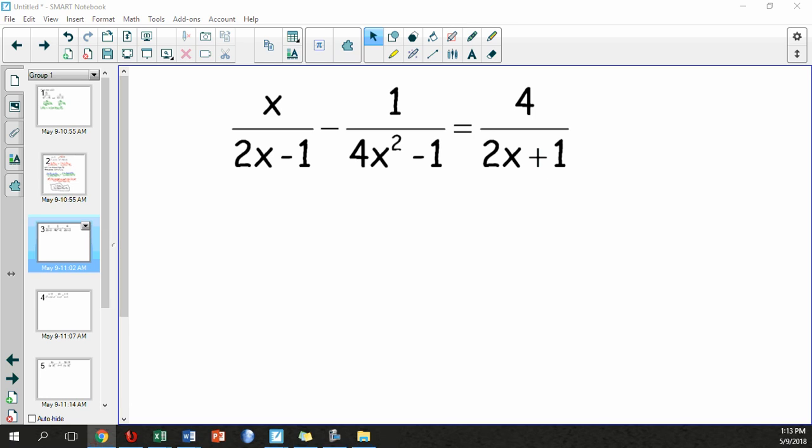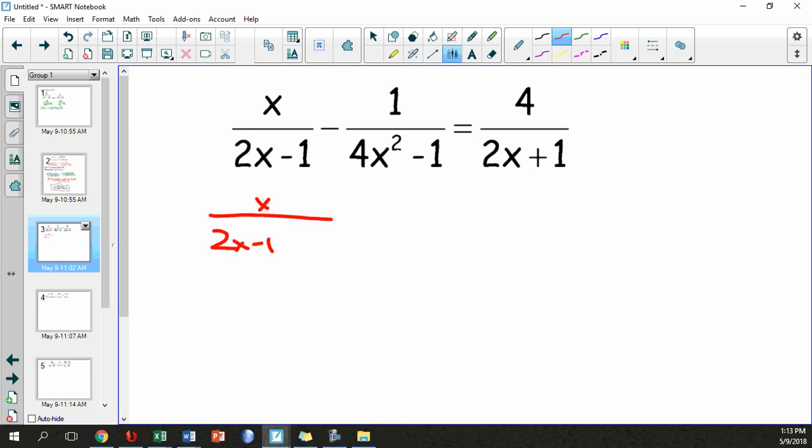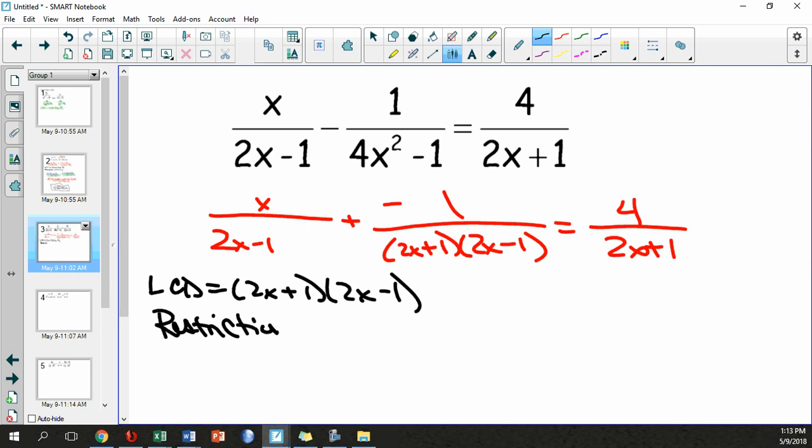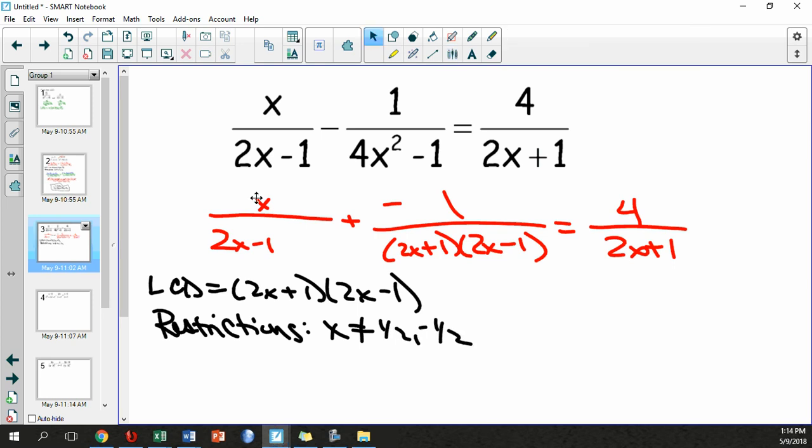Okay, when you factor each denominator completely, you get 2x minus 1 plus a negative 1 over 2x plus 1, 2x minus 1 is equal to 4 over 2x plus 1, correct? What's my LCD? What are my restrictions? X cannot be 1/2 and negative 1/2. Do we all understand that?